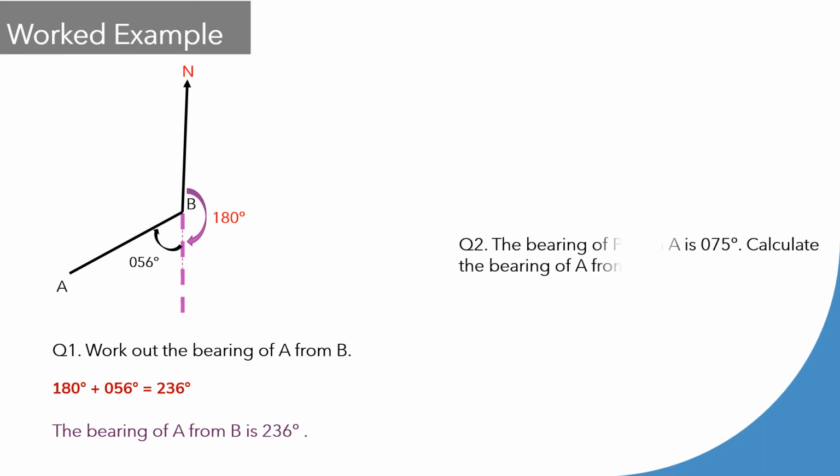Now my second question is the bearing of P from A is 075 degrees. Calculate the bearing of A from P. So here's the diagram given to us. So my angle A is 075 degrees and I need to see my bearing of A from point P.